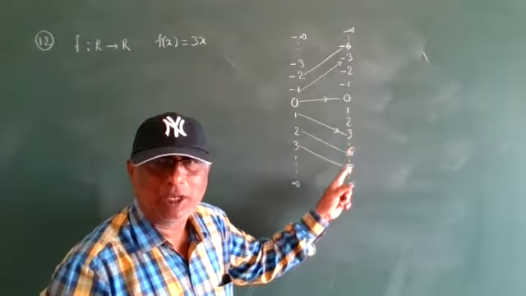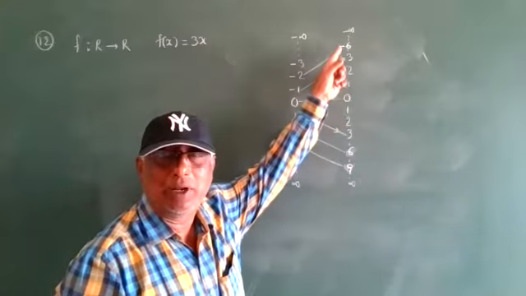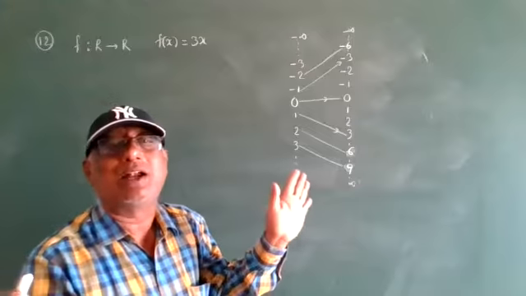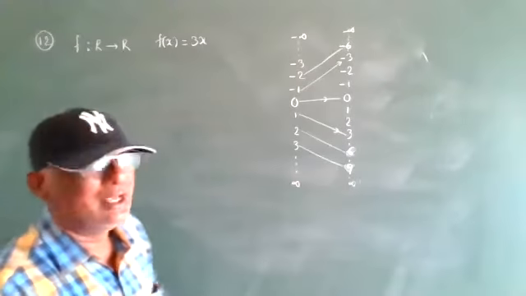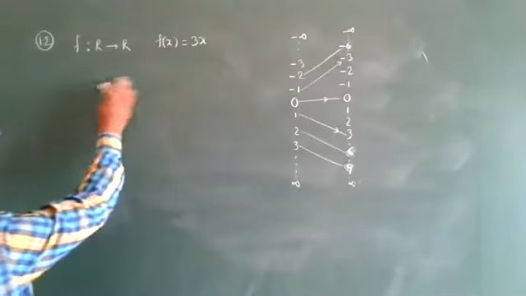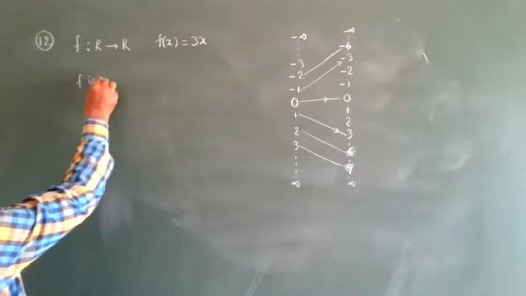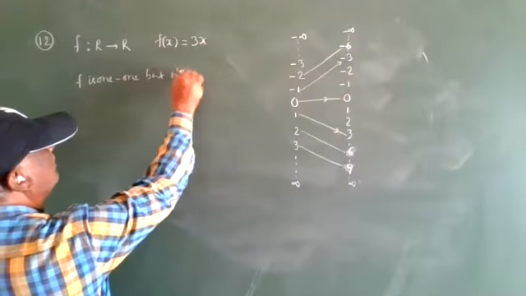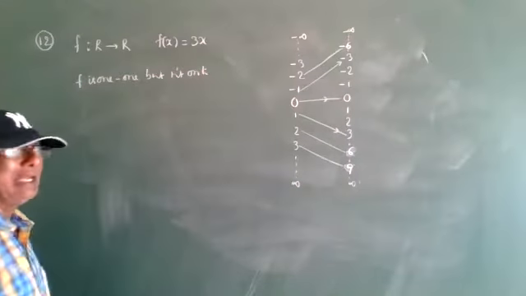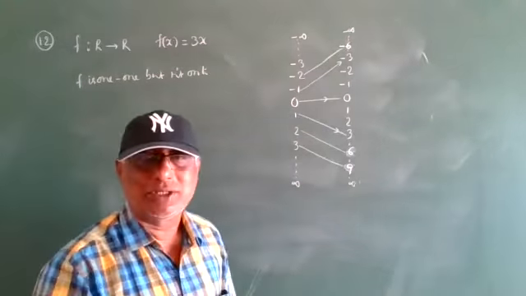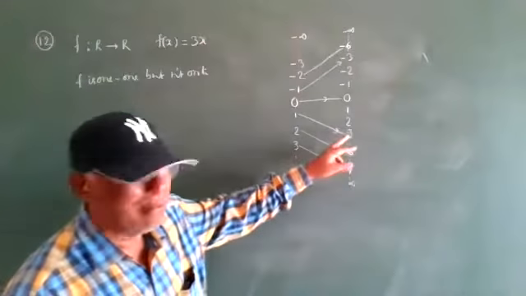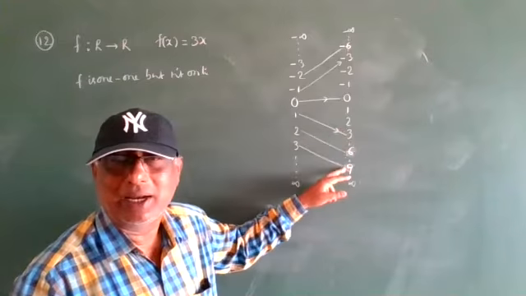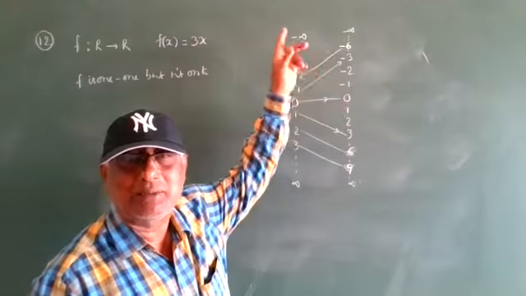But multiples of 3 are getting, and multiples of 2 are not getting. Codomain is not equal to range. So F is one-one but not onto. Is it clear, everyone? One element has one image, but we are getting multiples of 3: 3, 6, 9, and minus 3, minus 6, minus 9.